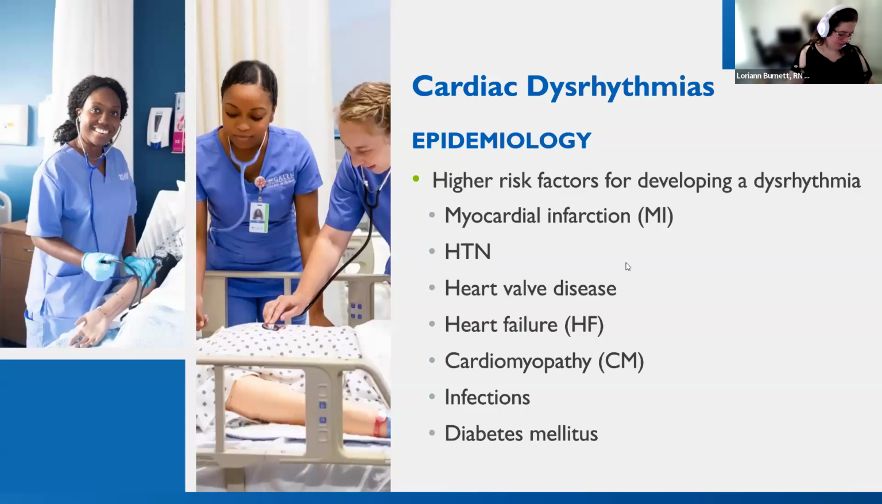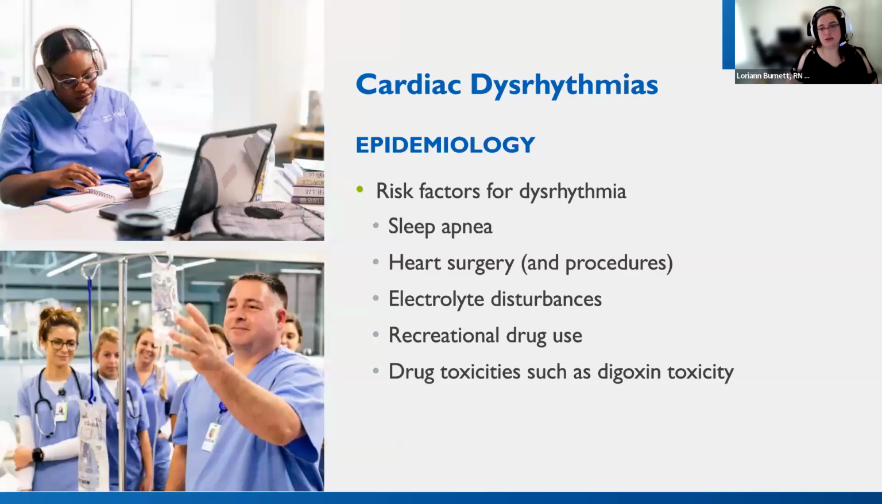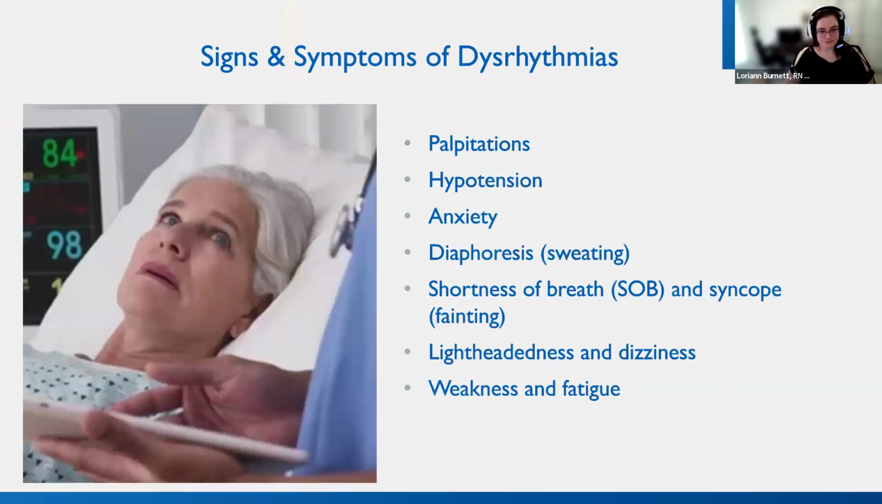So before we talk about the super fun stuff, we're going to talk about our risk factors. Patients are more likely to have a dysrhythmia, one of the 6 we talked about, if they had a previous heart attack, hypertension, heart valve disease, heart failure, disease of the heart muscle, infection, diabetes, history of sleep apnea, heart surgery, any electrolyte disturbance, any recreational drug use, and drug toxicity such as digoxin.